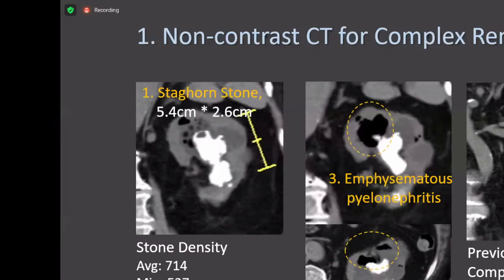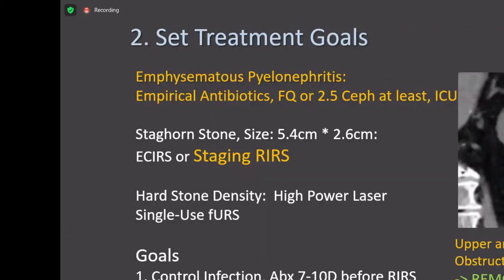And you can find the lower pole has atrophy, with a thin cortex, and the lower pole with infundibular stenosis and calyceal stones. So quite a lot of interesting findings in this patient. For next steps, we discussed the pros and cons with the family and set the treatment goals. For the EPN, we need to give the patient empirical antibiotics, at least a fluoroquinolone or second to third generation cephalosporin, and we prepare the ICU after operation because the stone size is really big.